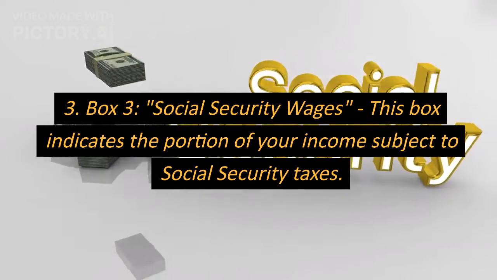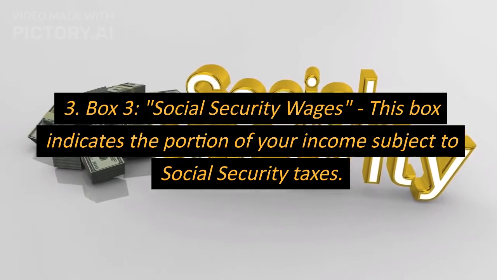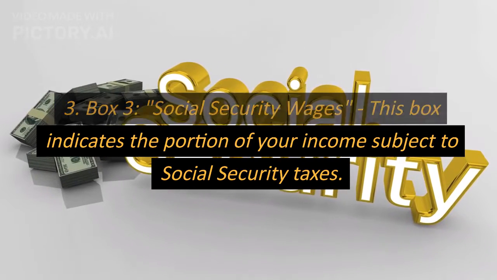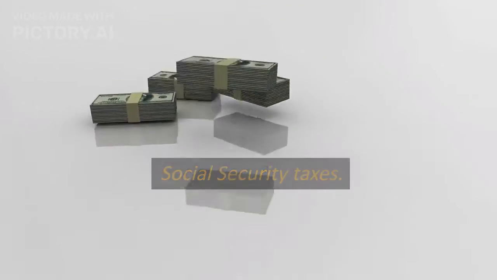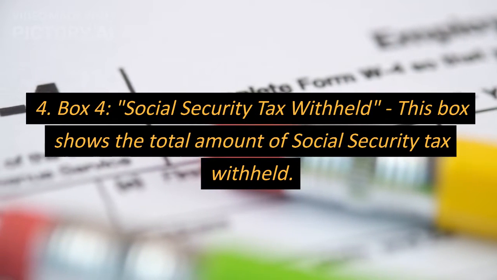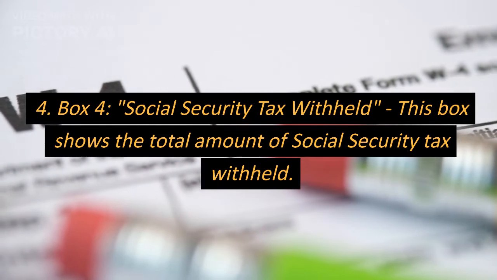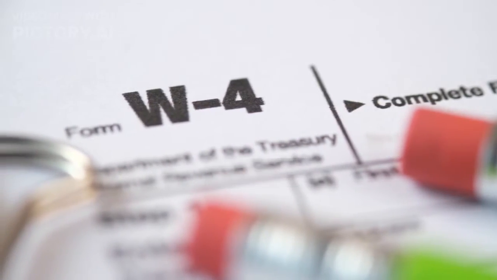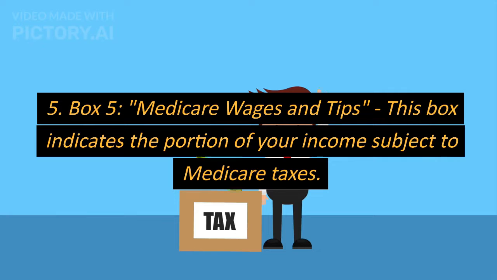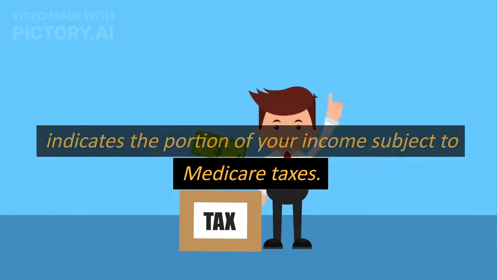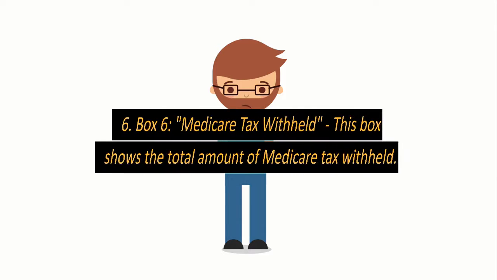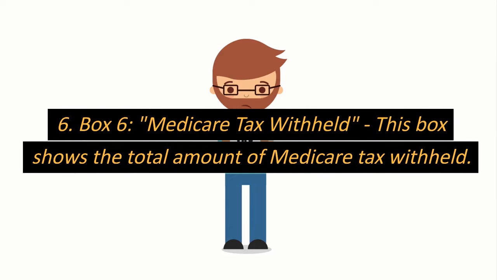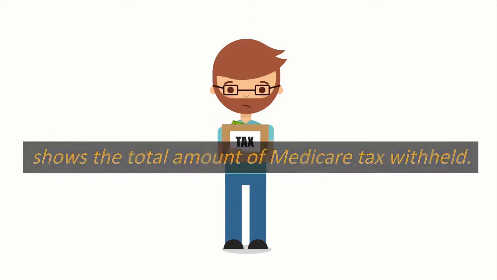Box 3. Social Security wages. This box indicates the portion of your income subject to Social Security taxes. Box 4. Social Security tax withheld. This box shows the total amount of Social Security tax withheld. Box 5. Medicare wages and tips. This box indicates the portion of your income subject to Medicare taxes. Box 6. Medicare tax withheld. This box shows the total amount of Medicare tax withheld.